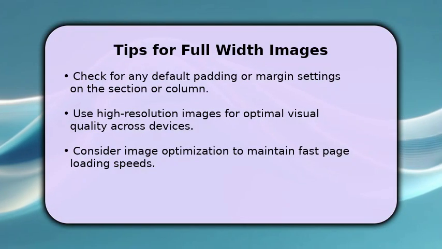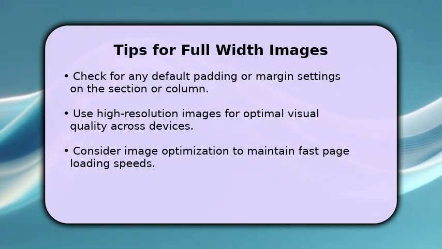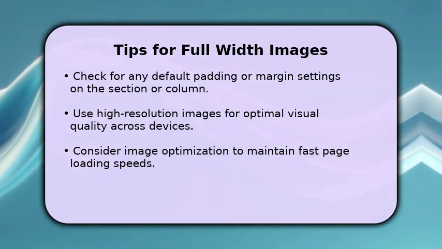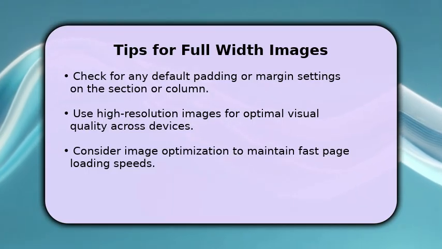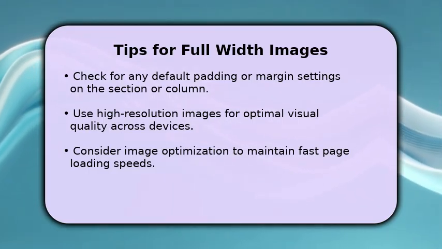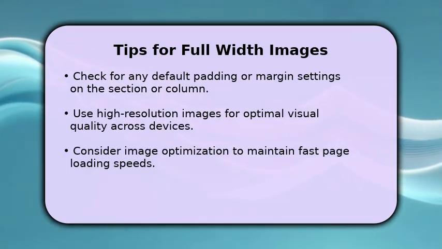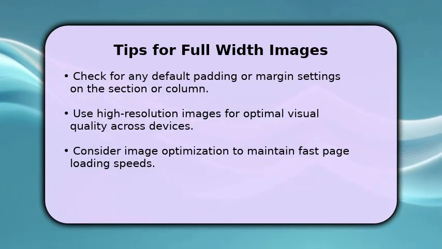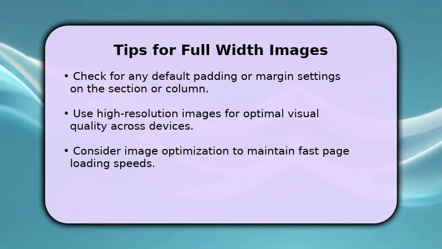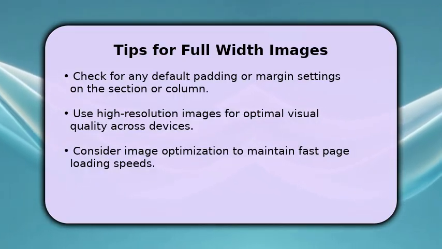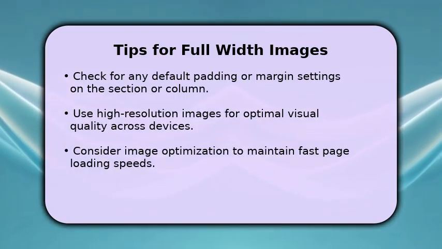For best results, always double-check for any lingering default padding or margin values on both your section and column. These can sometimes prevent a truly full-width display. Also, use high-resolution images, ideally at least 1920 pixels wide, to ensure crispness on larger screens. Remember to optimize your images for web to keep your page loading quickly, enhancing the user experience.